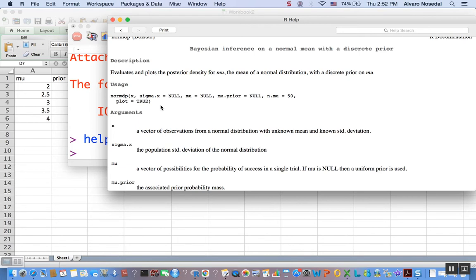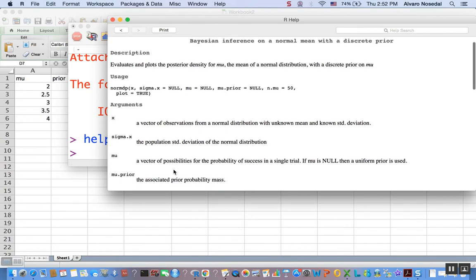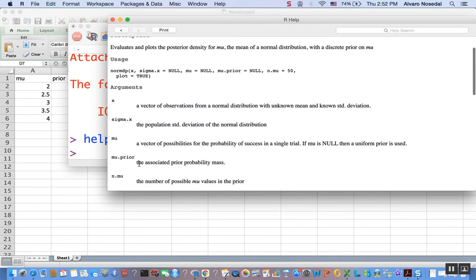Then we have the other argument here, mu. Mu is going to be the possible values for our discrete prior, and this gives you the probability for each of those possible values. Make sense? Okay, so let's try and give it a shot.